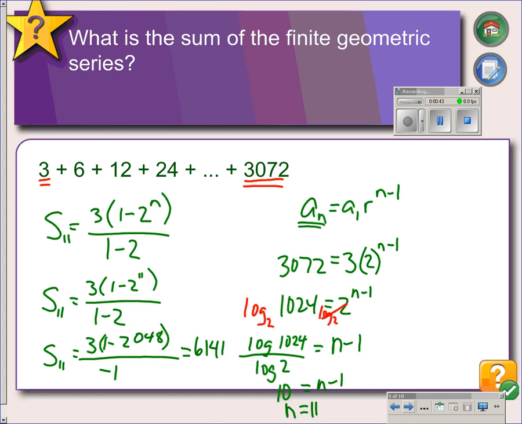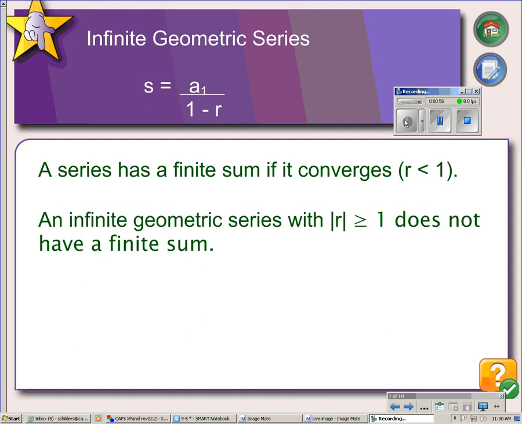The question is, can we add a series that doesn't have a last term? What if it ends with an ellipses? And the answer is sometimes you can find the sum of that series. We will derive the formula in class, but for now, what you need to know is that this is the formula for finding the sum of an infinite geometric series.